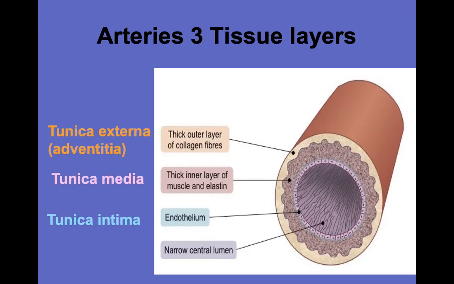Here's a nice little picture of it. You can see how the outer layer is a little thinner. That middle layer is made up of lots of smooth muscle tissue, so it's pretty thick. And then the innermost layer, the tunica intima, is very thin. It's one cell thick. Can you see how it's only one cell thick?